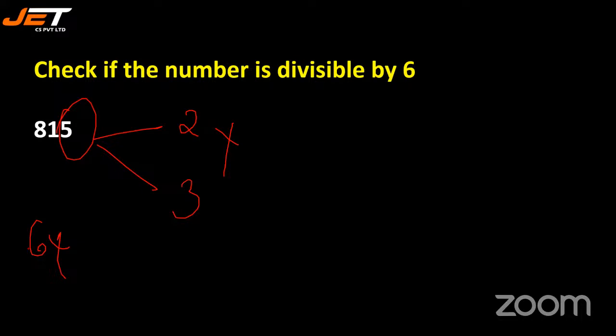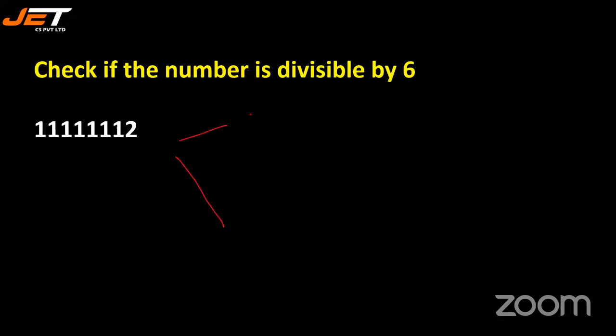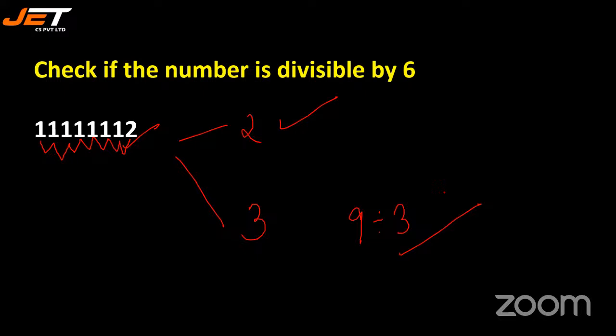Okay. This one. We have to check for 2 and 3. So for 2, it is divisible because it's ending with 2, an even number. Let's see for 3. 1 plus 1, 2, 3, 4, 5, 6, 7. 7 plus 2, 9. That means it is divisible by 3. Next, let's do this.